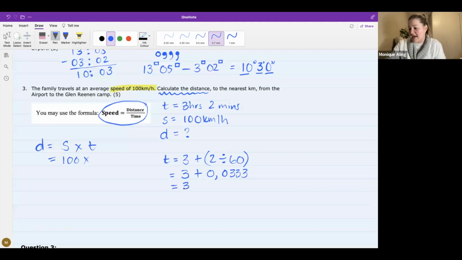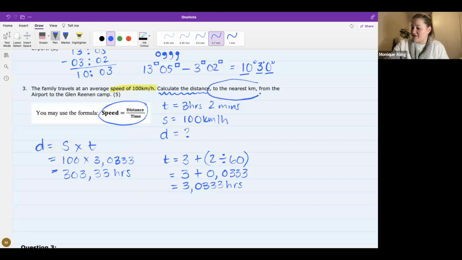So that means in our format, it's going to be 3.0333 hours. So now I substitute that into my formula. So it's 100 times 3.0333, and you get an answer of 303.33 hours. They've asked you to calculate the distance to the nearest kilometer.